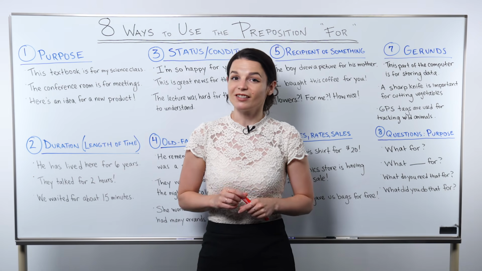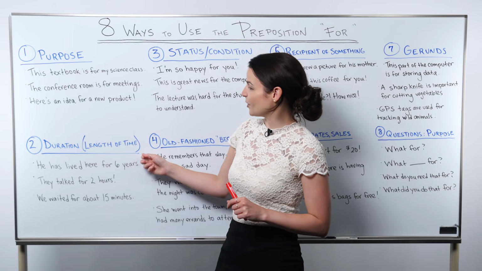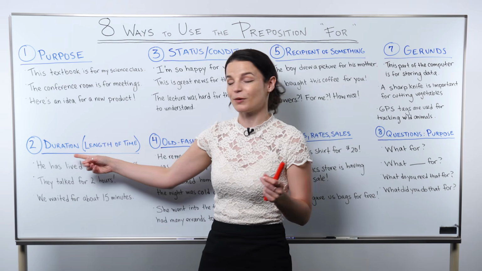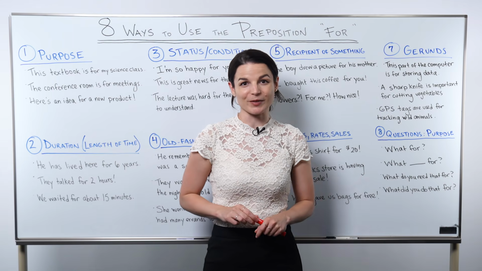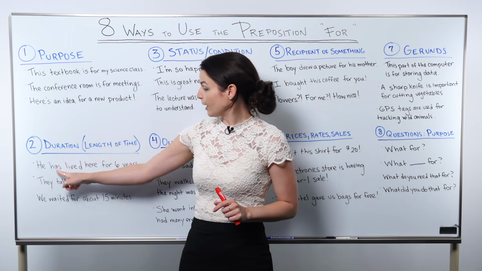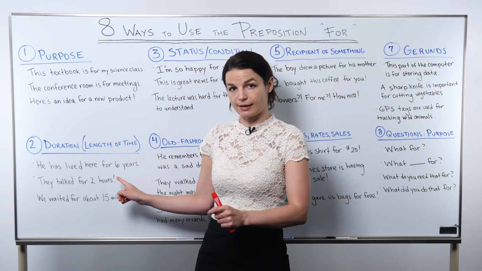Okay, let's continue to the second use of for this lesson. The second use is duration. So duration means length of time. Let's look at the examples here. First, he has lived here for 6 years.